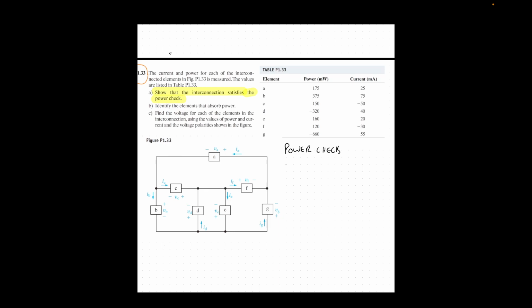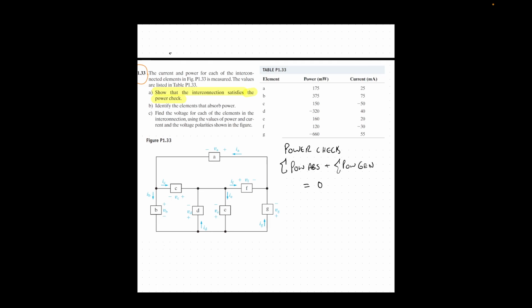means that the sum of the power absorbed plus the sum of the power generated must equal 0. Alright, so in order for us to say that this interconnection satisfies the power check, we must show that all the power absorbed plus all the power generated equals 0. So let's go ahead and do that.